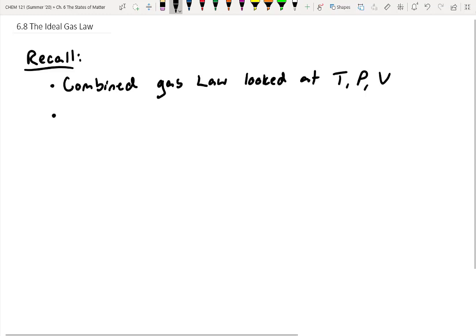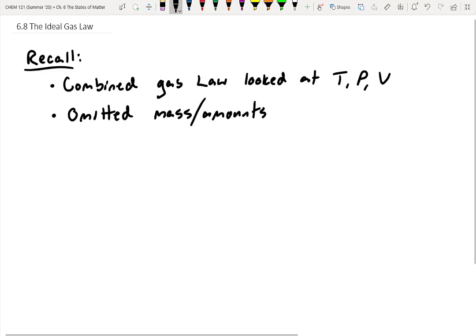All right. However, it omitted mass or amounts. Right? So it was a pretty good law. It combined Charles's law and Boyle's law, but it's still limited because it wasn't dealing with mass or amounts of gas. That's where this next law comes in. It's the ideal gas law.